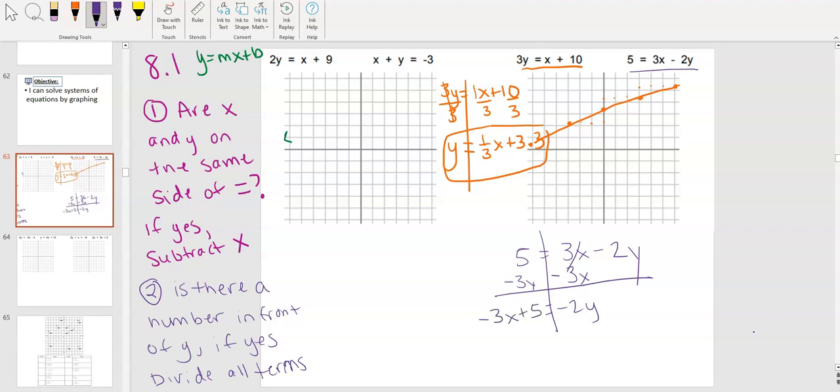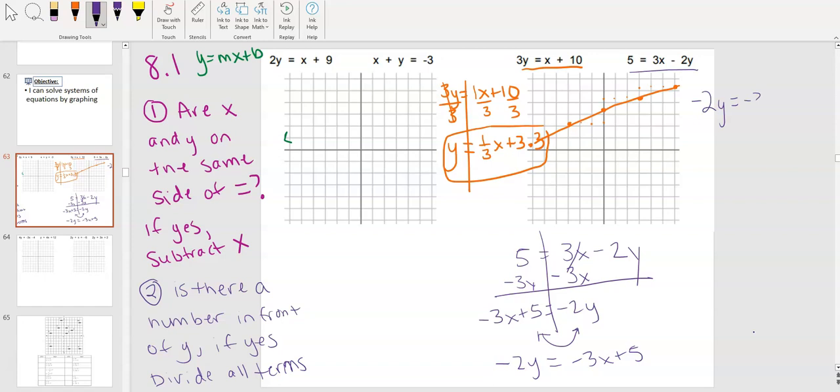Now, this looks a little weird. This is a little backwards. So I'm actually just going to go ahead and flip-flop these. -2y equals -3x plus 5. And then I'm going to move it up here in the top because I'm running out of space. But all I did was write it into a format that makes me feel comfortable and makes sense. I just flip-flopped my two sides of my equation, okay? You can keep it like this too if you want, it's fine.